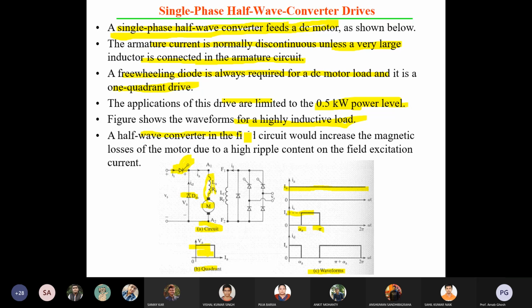A half wave converter in the field circuit would increase the magnetic loss of the motor with high ripple content in the field excitation current. So ripple would also be there. So for the field you are using a bridge circuit. Both cycles you are utilizing, and you are charging your field current. So you can see the bridge configuration.